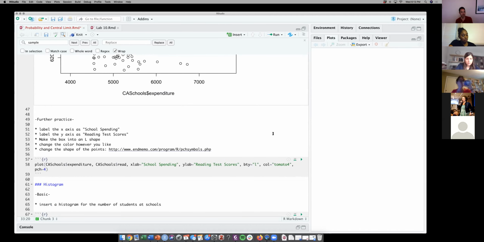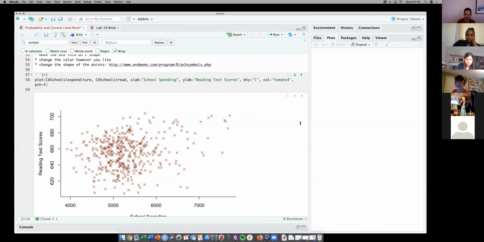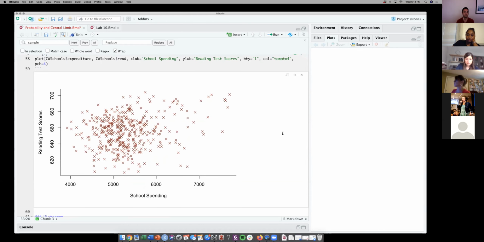And for the further practice, I asked you to label the two axes, make the box into an L shape, change the color, and change the shape of the points. I rarely do anything other than pch equals 16. So I enjoyed seeing everyone's different shape of the plots. But so xlab equals school spending, ylab equals reading test scores, bty changes the box shape, box type is what that's short for. col equals tomato4 I chose, and pch equals 4, which is these nice little crosses. Any questions about scatter plots?